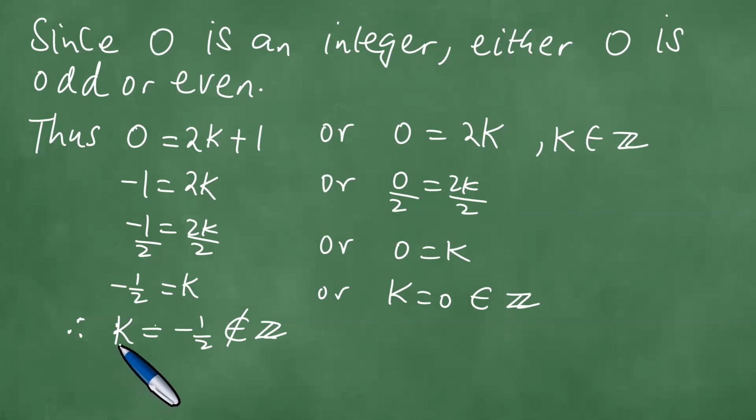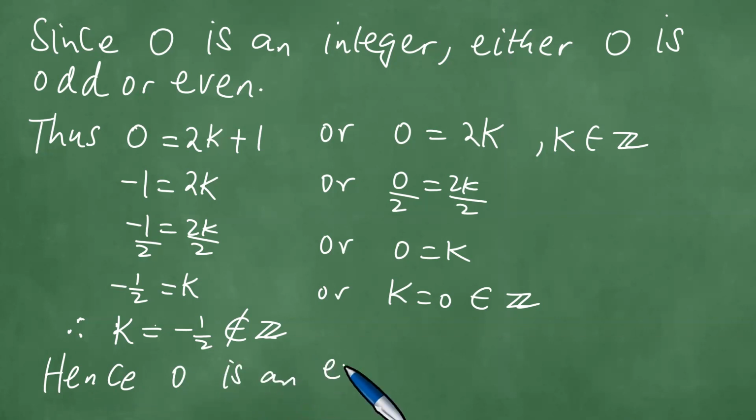Now, because k equals -1/2 is not an integer, the odd case fails, hence 0 is an even number. Hence 0 is an even number. Okay, so we've proven that 0 is an even number.